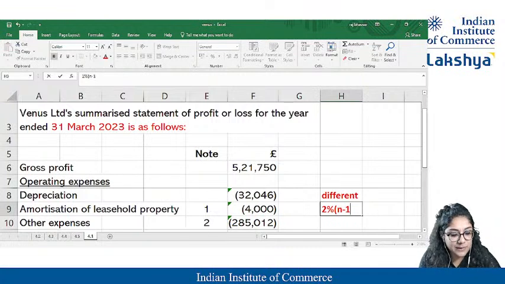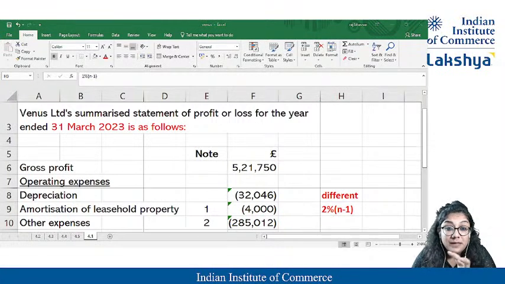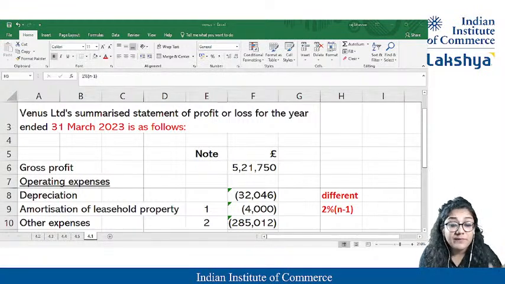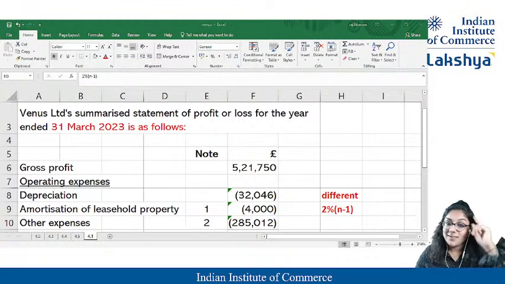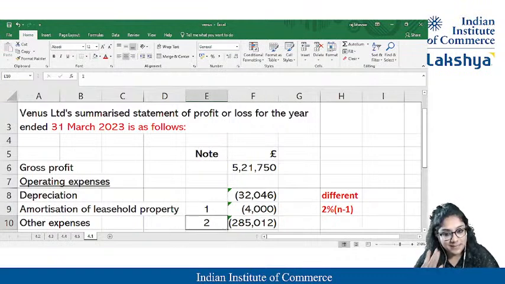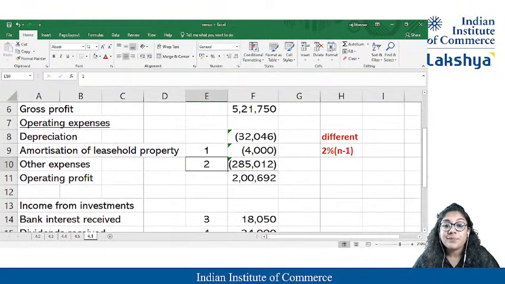N-1 is always to be taken care of, guys. If some student is feeling, ma'am, I don't know this N-1, exams are near, and this is the first thing which is very common and will be tested in every paper. N-1, number minus one, about the years. Other expenditure, for that note 1 is given. We'll read that. For other expenses, note 2 is given.